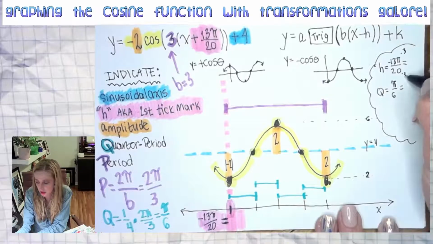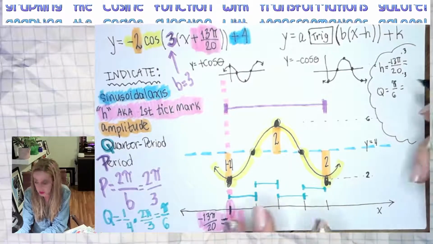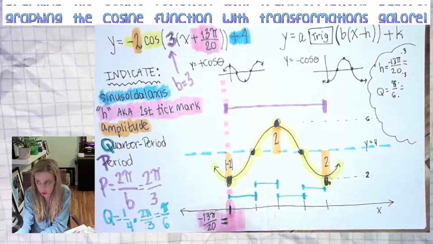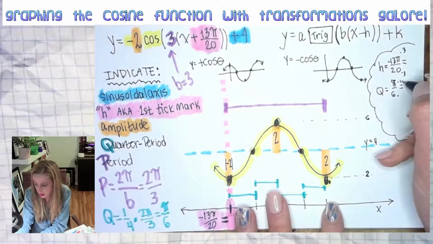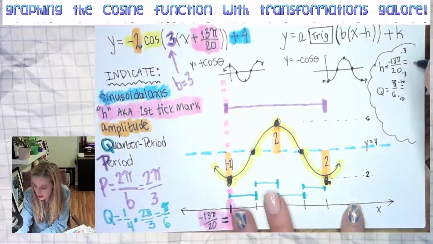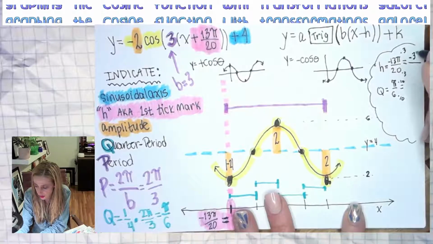I promise if you do that trick of the prime factorization, 3 will be what it's missing. This will be missing a 2 and a 5, which is 10. So I'm going to multiply by 10 on top and bottom. So what do both of these turn into? This is going to be negative 39 pi.